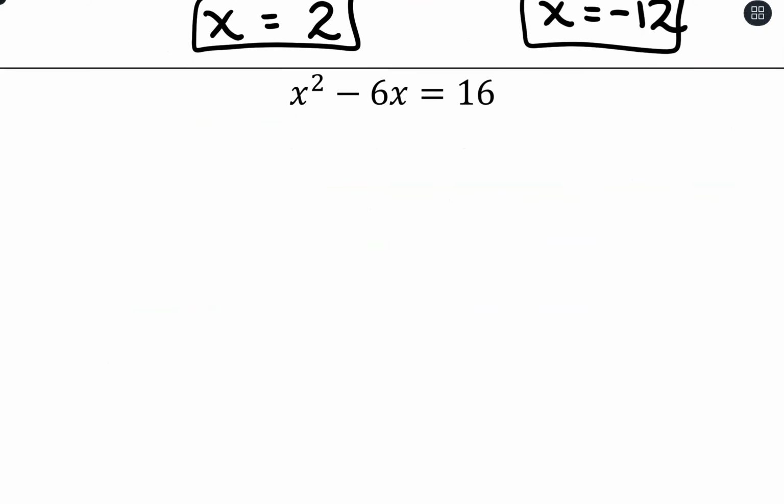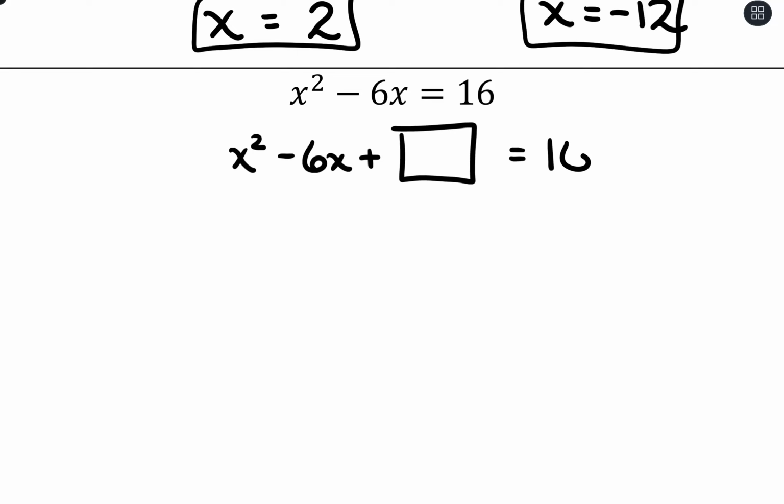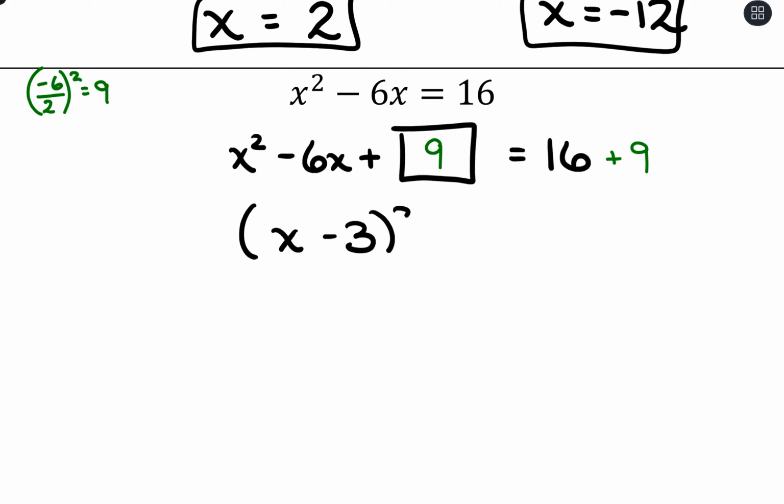Okay, let's keep going with two more examples here. So I have x squared minus 6x, and I want to add on whatever will complete the square. I have 16 on the other side. So completing the square, I'm going to have negative 6 divided by 2 for negative 3. Squaring that is showing me I need to add 9 to both sides. So that'll factor nicely to an x minus 3 squared.